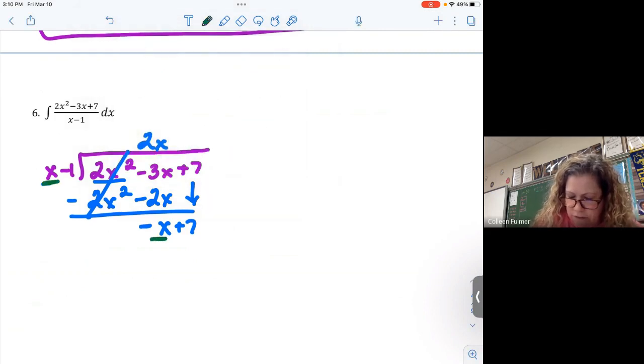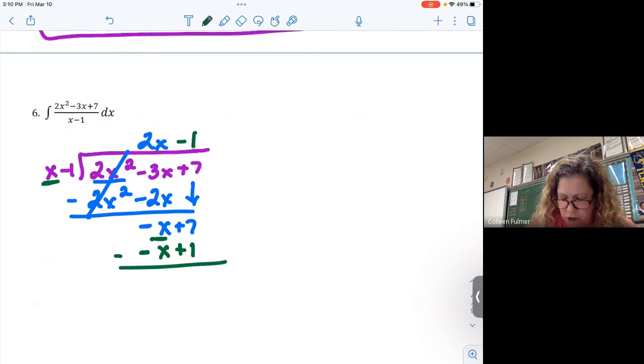X goes into negative x, negative 1 time. So negative 1 times x is negative 1x. Negative 1 times negative 1 is positive 1. I'm going to subtract. Negative x minus negative x is 0. 7 minus 1 is 6.